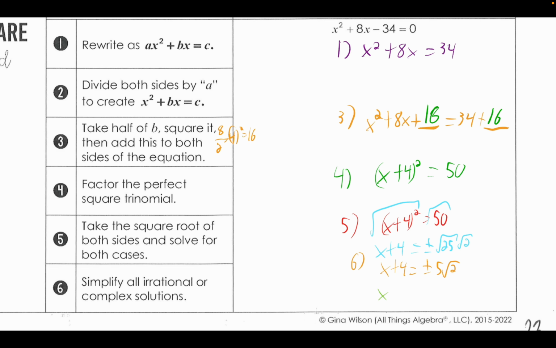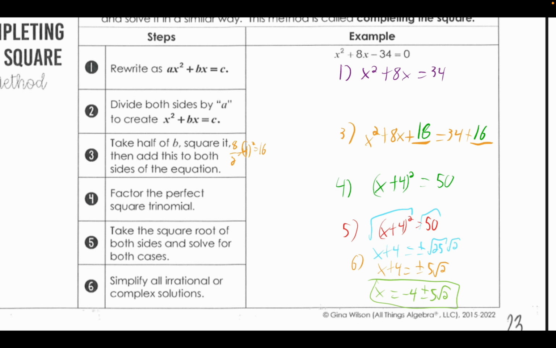And then we'd subtract the 4 and get x equals negative 4 plus or minus 5 square root 2 as our two answers. So to recap, our first step is to rewrite it toward ax squared plus bx equals c. All of our x's are on one side, the constants or regular numbers are on the other. Then if we have a coefficient with the x squared, the ax squared is another number other than 1, then we have to divide every single term by that number to get it to be a 1x squared. This method only works if it's a 1x squared.